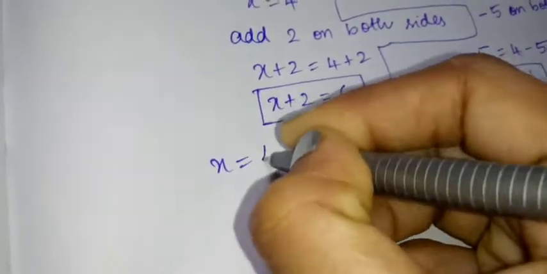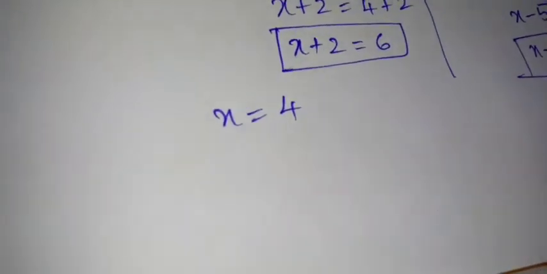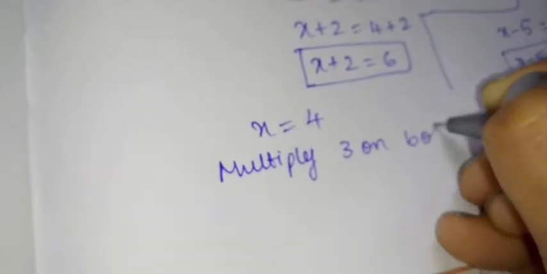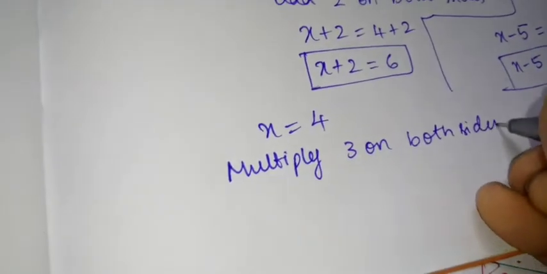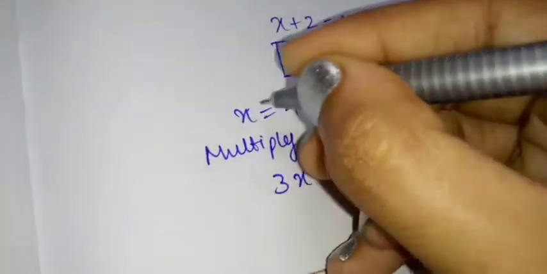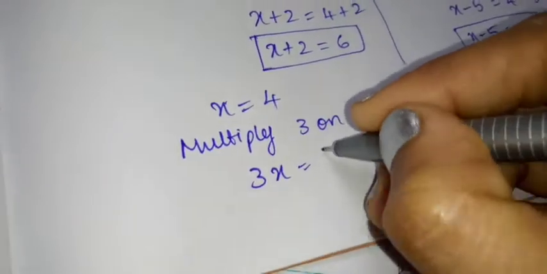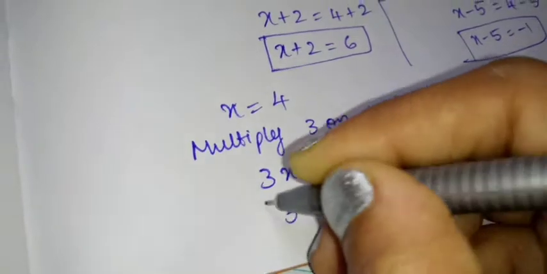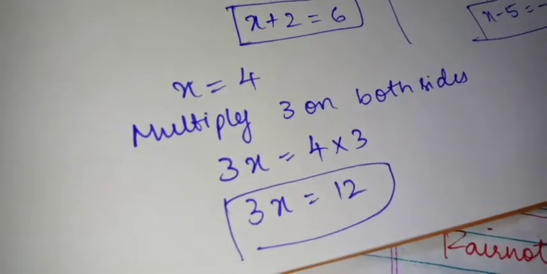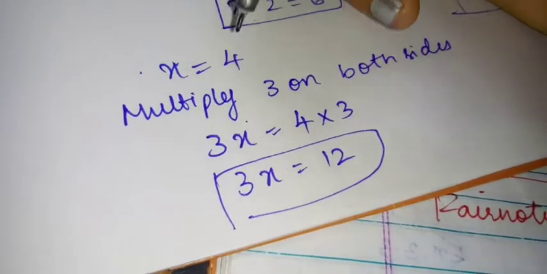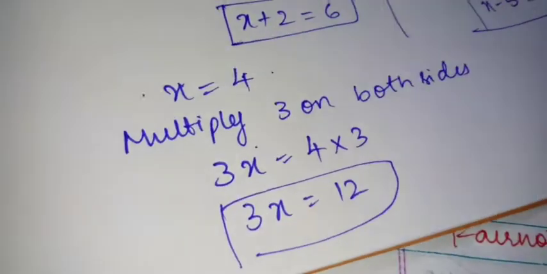x is equal to 4 is the solution, right? Multiply 3 on both sides. Now you are finding one equation with multiplication. Multiply 3 on both sides. So what will it be? 3x, 3 into x, 3x. 4 into 3, 3x equal to 4 threes are 12. So this is one of the equations. Multiply 3 on both the sides. So 3 into x, 3x. 4 into 3, 12.